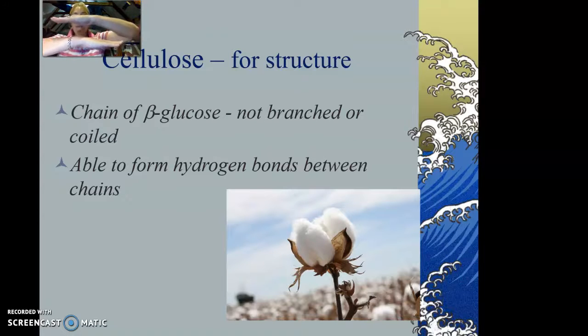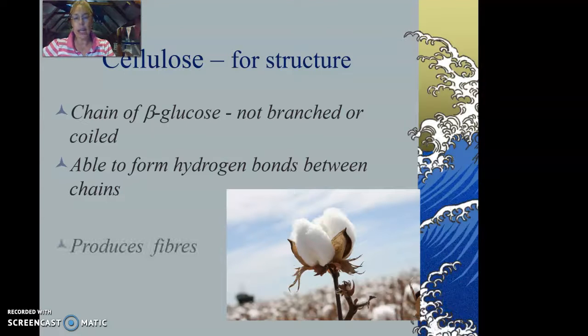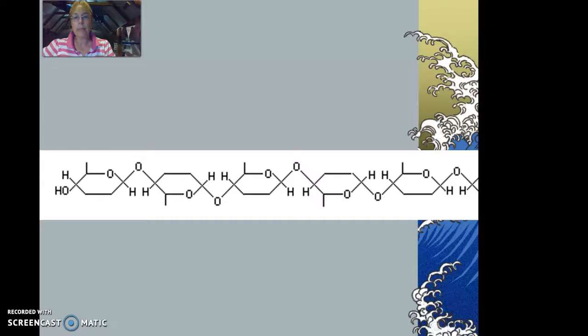Now, when we have lots of different chains, the way we keep these chains joined together is with hydrogen bonds between the chains. That's very, very important. So I've got a length of beta glucose molecules, another length of beta glucose molecules, and that's going to form a long chain. That is why cellulose tends to be in fibers when we put all those chains together.